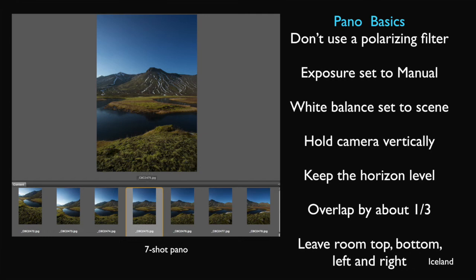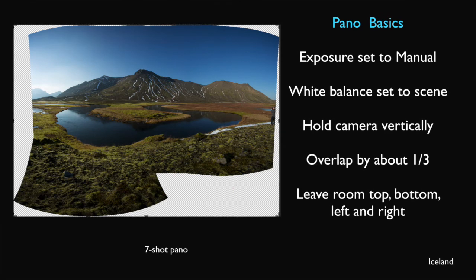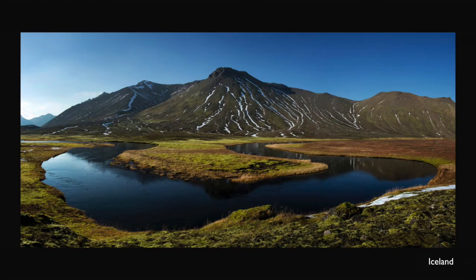When you're panning to create your pano, overlap your images by about a third. When composing, leave room at the top, bottom, left, and right of your sequence, because some of those areas will be cropped out when your pano is stitched together. That said, you might be able to add them back with Photoshop's Content-Aware Fill feature. Follow these tips and you should get a seamless panorama, one that captures the beauty of the scene.